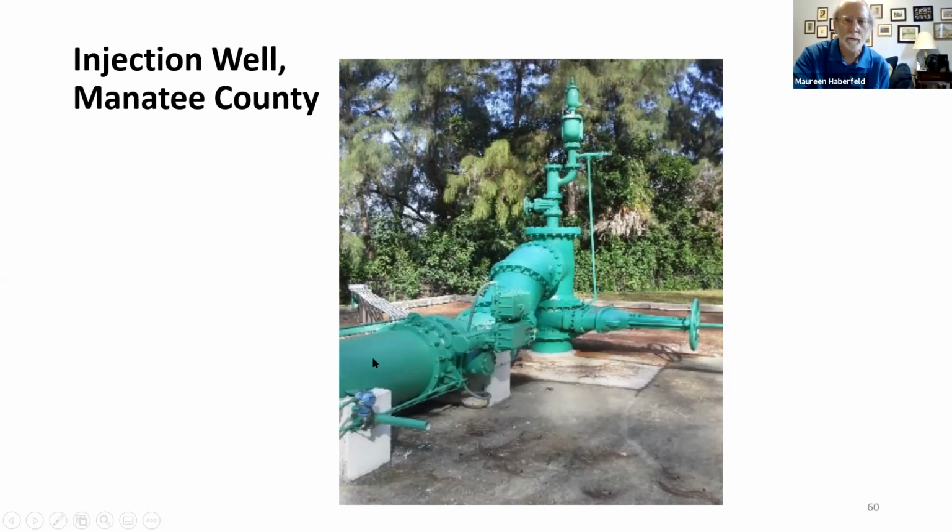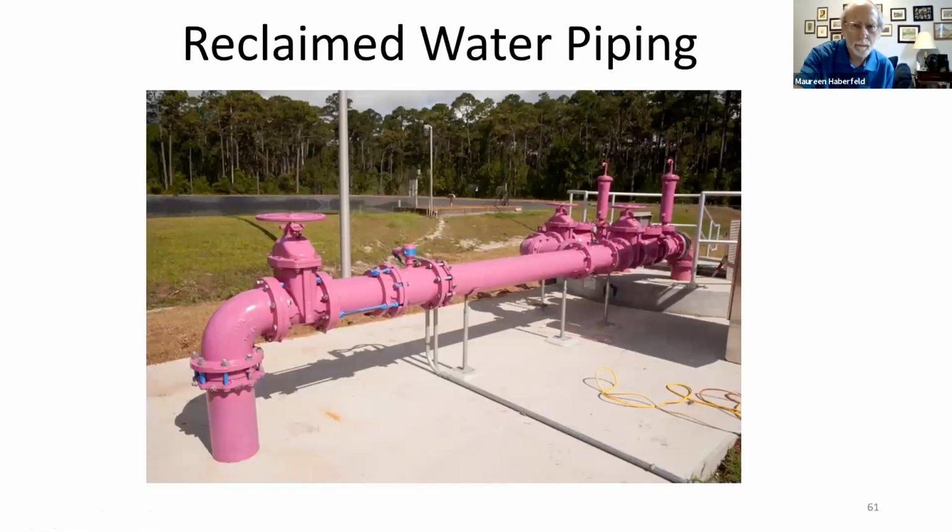This line on the left is the transmission line from the treatment plant. It takes water, up to 15 million gallons per day, into the well. And then it goes down over 1,000 feet deep. That pipe is painted green.